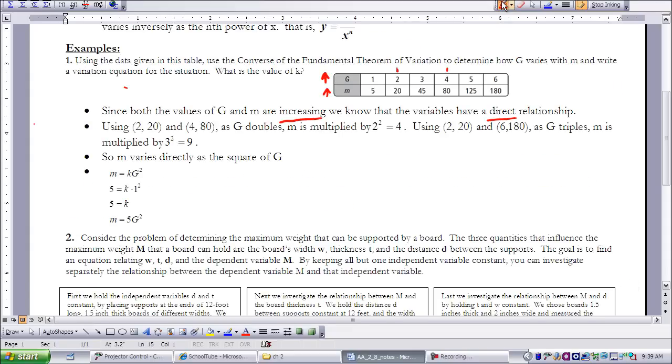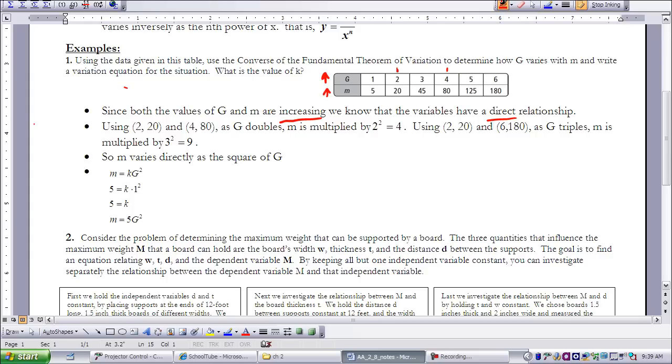In this first example, I would like to look at just a straight six-step process. We're only going to use two variables this time, but instead of using graphing in step 1, we're going to use the converse of the fundamental theorem of variation to determine how m varies with g, and then we'll write our variation equation for the situation.